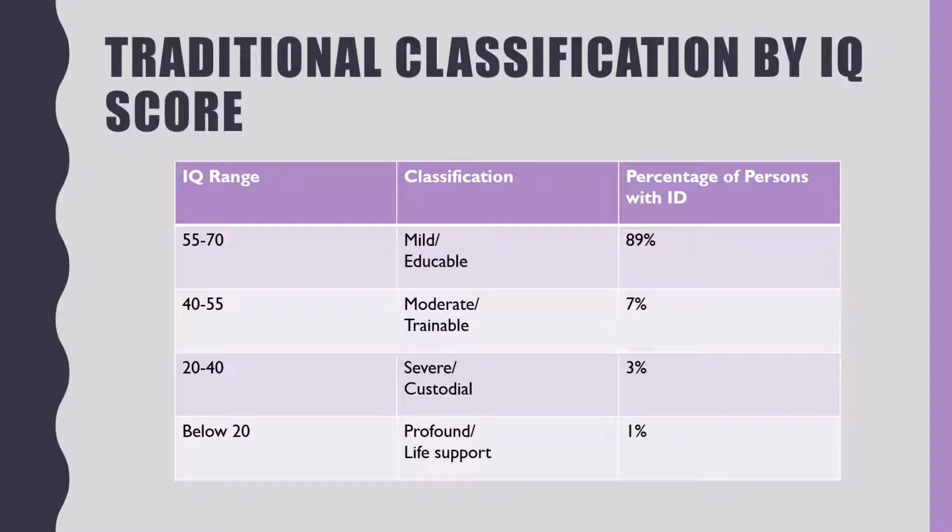The range of 20 to 40 is severe ID and requires custodial care, which means they need to have someone with them at all times. In the preschool years, they will have minimal speech development and continue to have severely limited communication. Individuals with profound ID will have very minimal development of communication, sensory motor integration, and self-help and adaptive skill difficulties. From this chart, you can see that most people with ID function in the 55 to 70 IQ range.